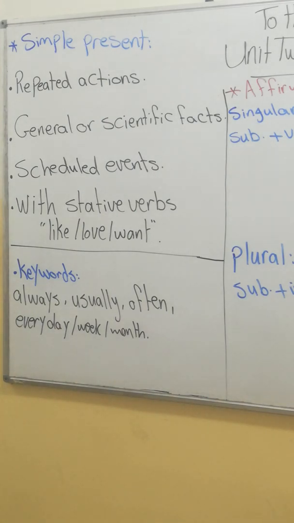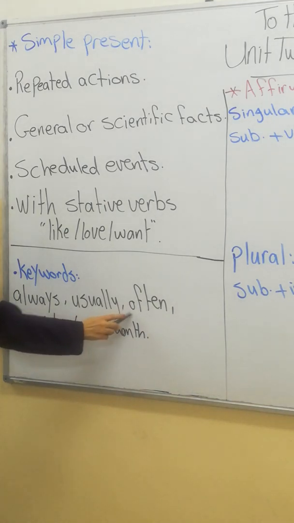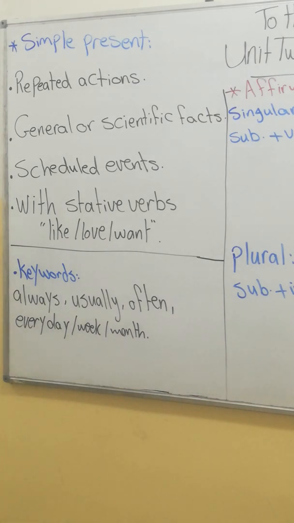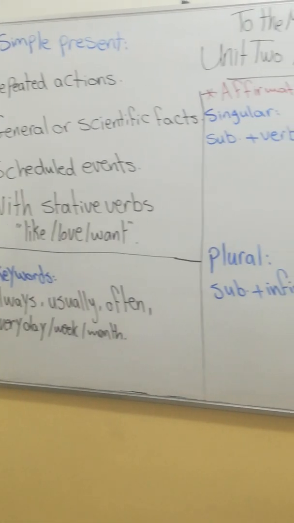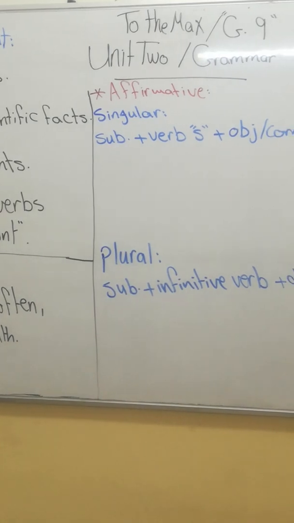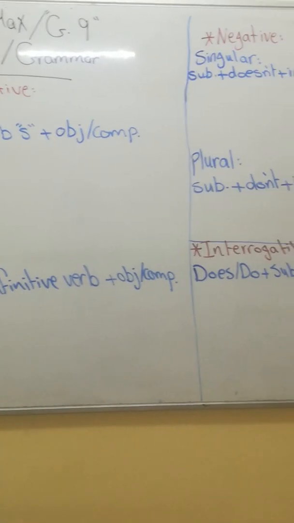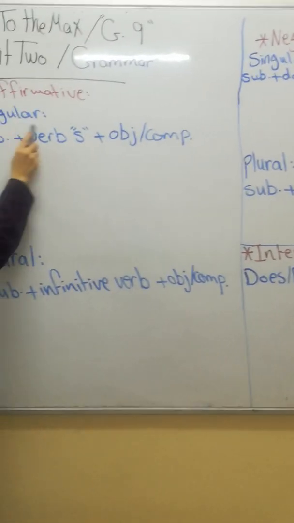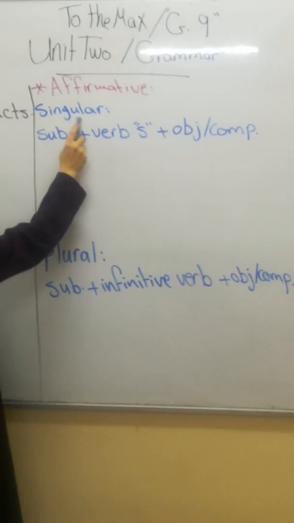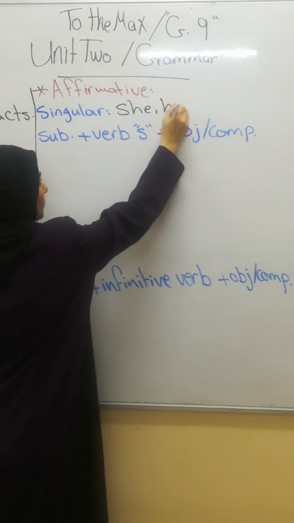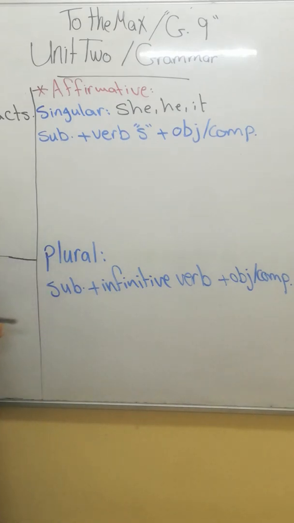Now, the main keywords that we use with the simple present are always, usually, often, every day, every week, every month, and we have more. To use the simple present in a correct way, we have to know the cases of the affirmative, the negative, and the interrogative. Let's start with the affirmative in the case of the singular subject. When we say singular subject, here we mean she, he, it. These are the singular subjects that we will use now.